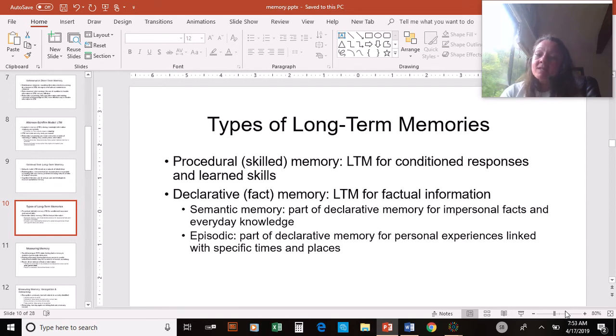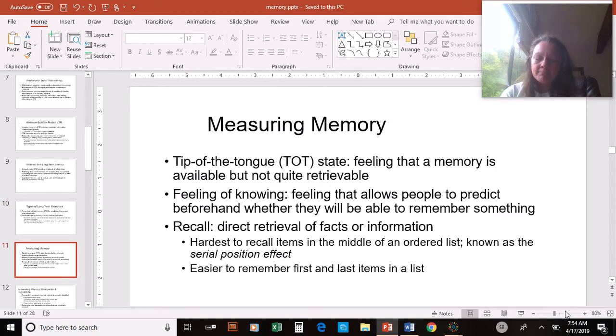And then we have those episodic memory, and that is when, like the example I gave earlier, you remember your Christmas when you were 5 years old. That's when you get those personal experiences, and you have them with those specific times and places there.